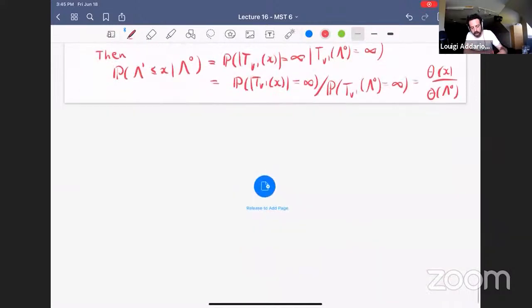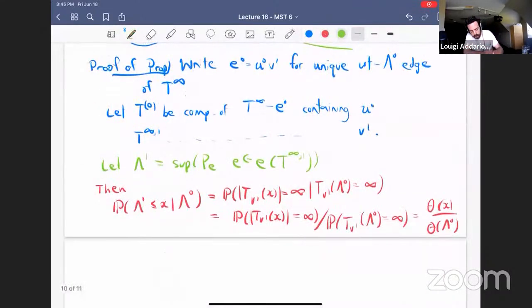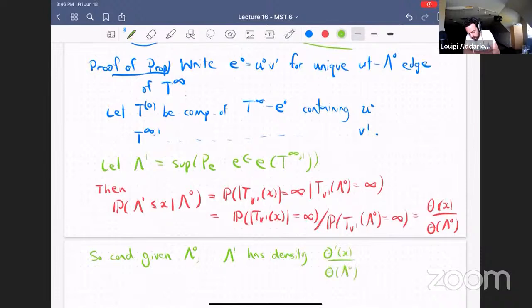So that means that conditionally given lambda naught, lambda 1 has density theta prime over theta lambda naught, if you like, on the interval from 0 to lambda naught.